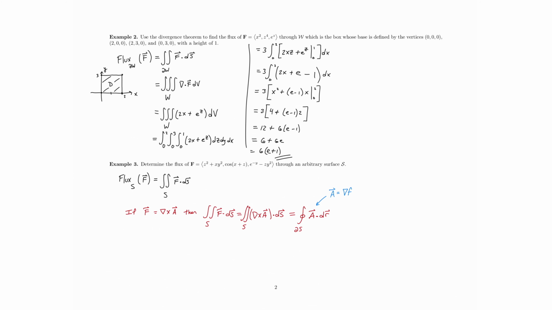Okay? That's the only way this could happen, based on what they've given us so far. So this would have to be true. Okay? So then we could say that this is just F on the boundary of S.